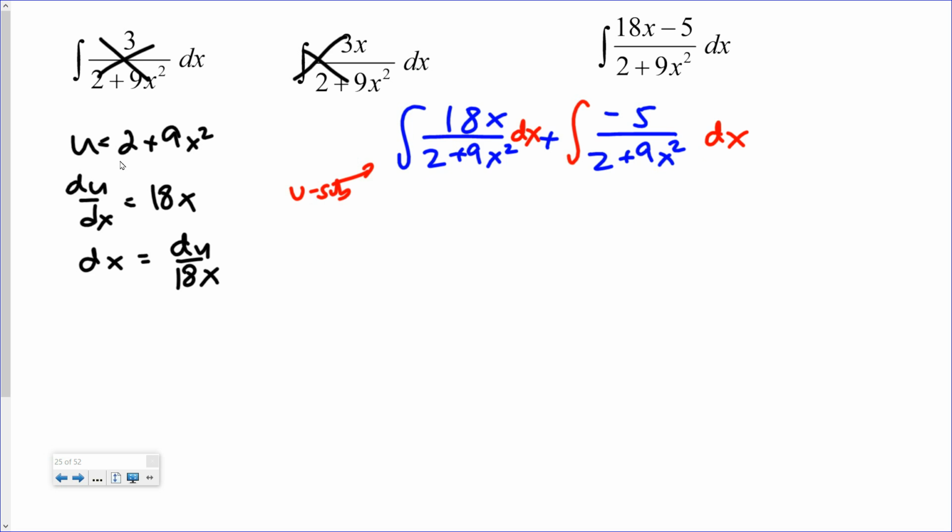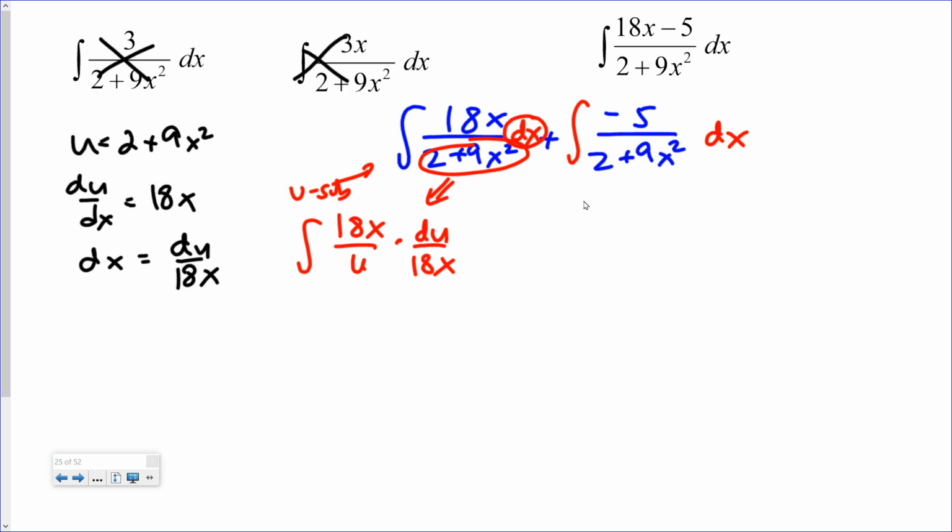Right here, make your u equal to 2 plus 9x squared. du/dx is 18x. dx is going to be du over 18x. You replace two things: you replace your dx and you replace your u. So over here, you'll get 18x over u times du over 18x. I'm just working this left problem. Remember, it's a buy one, get one free problem. So you thought you got to do one problem, but, oh boy, you get to do two. So I'm just working this first one first.